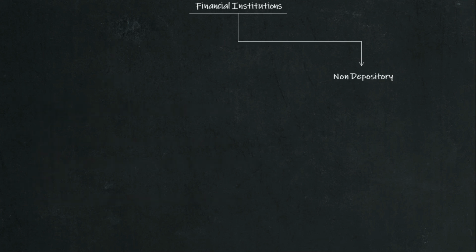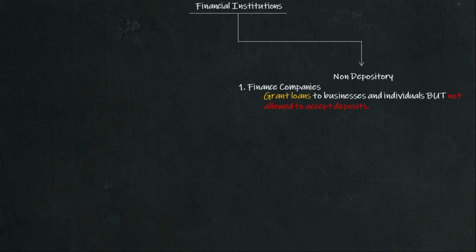For non-depository financial institutions, we have finance companies. Finance companies are financial institutions that grant loans to businesses and individuals. However, these companies are not allowed to accept deposits. This is how they differ from banks. Sounds familiar? Think lending companies. Then we have mutual funds.